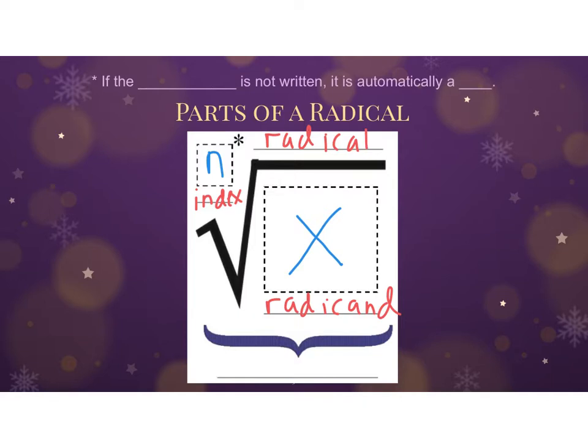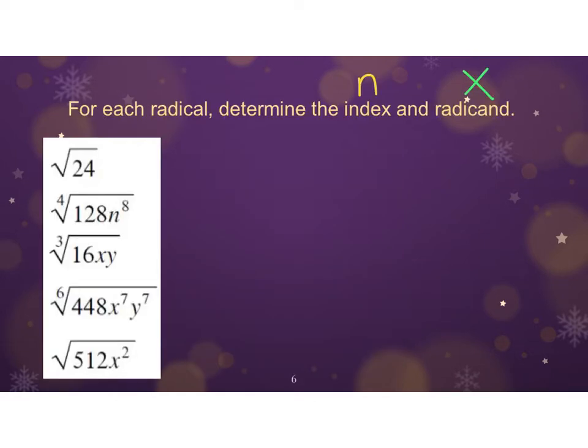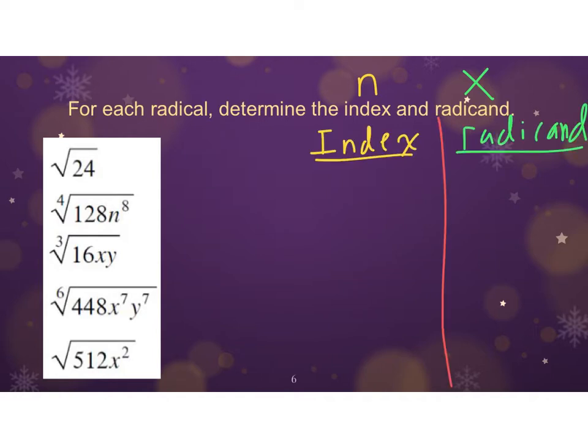Here we will write, if the index is not written, it is automatically a 2. Okay, so for each radical, determine the index and the radicand. If you could take a moment, please pause the video, and write these problems down if you do not already have them written down. Okay, now that you have that squared away, we are going to identify the index on every one and the radicand as well.